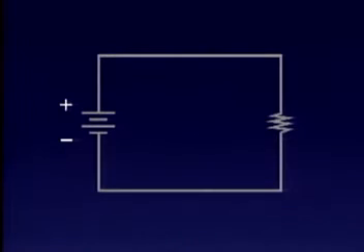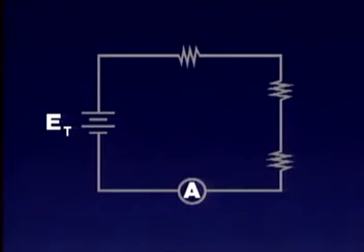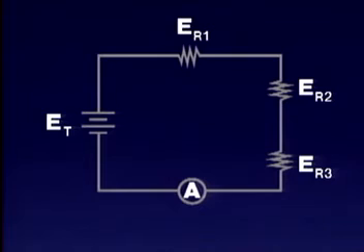A potential difference exists at only 2 places in a series circuit: at the source, known as the voltage rise, labeled ET, and at the load, known as the voltage drop, labeled ER. Several resistors in a circuit would be labeled ER1, ER2, ER3, and so on. Use your multimeter to measure the individual voltage drops.